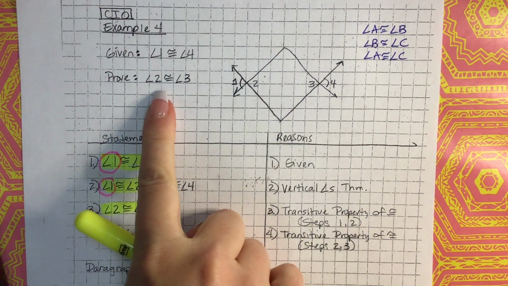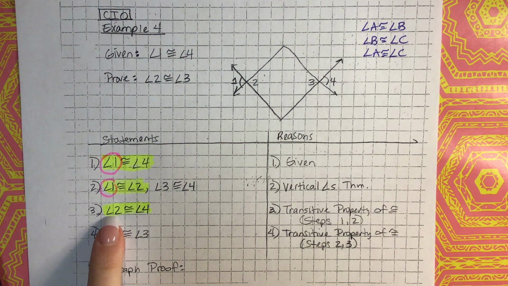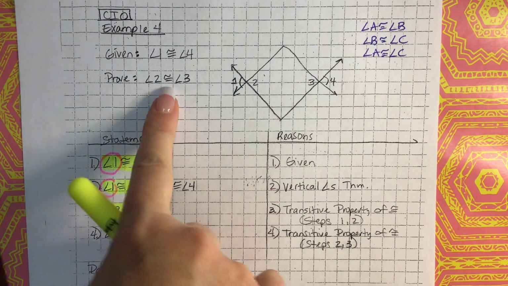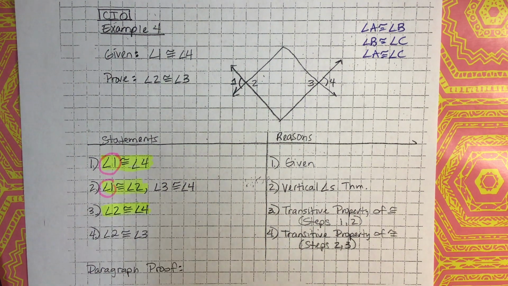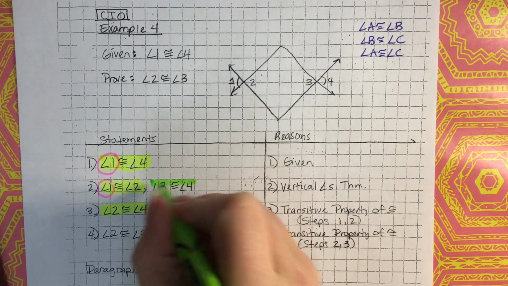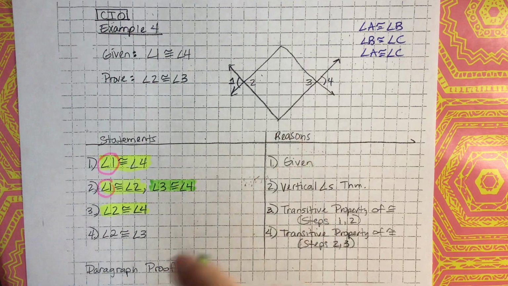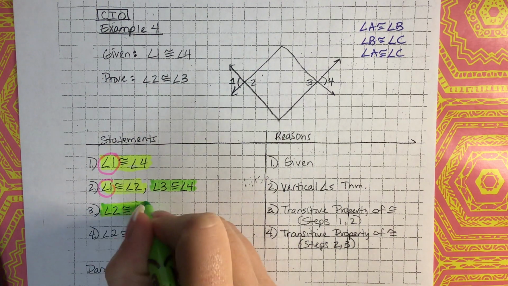Now, what do we need to prove? We need to prove that angle 2 is congruent to angle 3. So we have angle 2 is congruent to angle 4, but we don't have angle 2 is congruent to angle 3, so we need to go a little bit further. So then what do we do? Well, we can look at these two pieces of information, right? If you look at these two, I'm going to highlight them in green. Angle 3 is congruent to angle 4, right? And then we have what we just came up with. Angle 2 is congruent to angle 4.